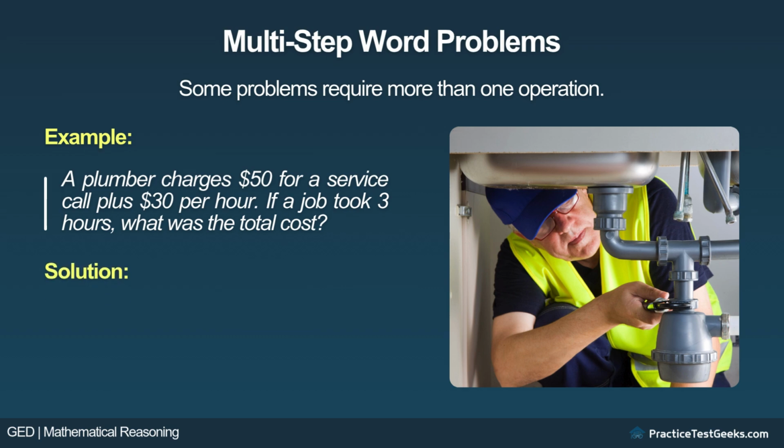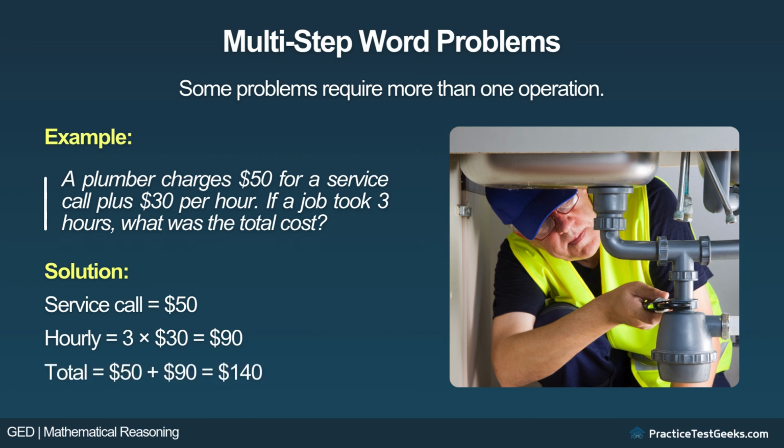Start by identifying and breaking down the parts. Service call equals $50. Hourly equals 3 times $30 equals $90. So the total, $50 plus $90, equals $140. Always solve in the correct order. Use parentheses when needed and double-check unit labels.